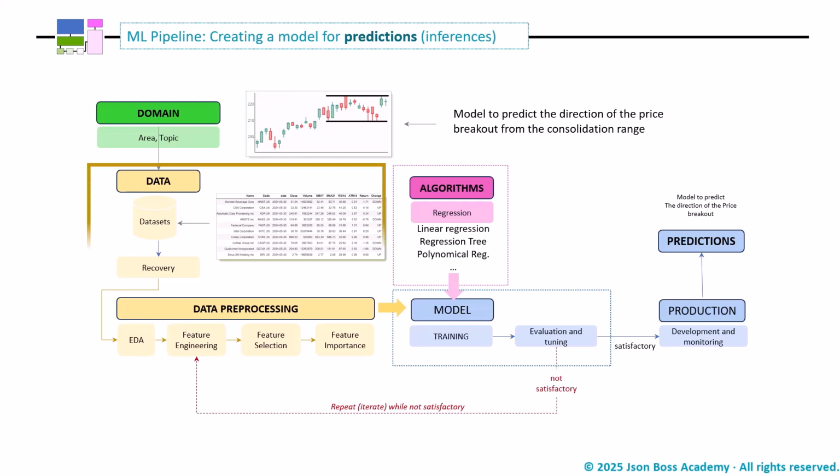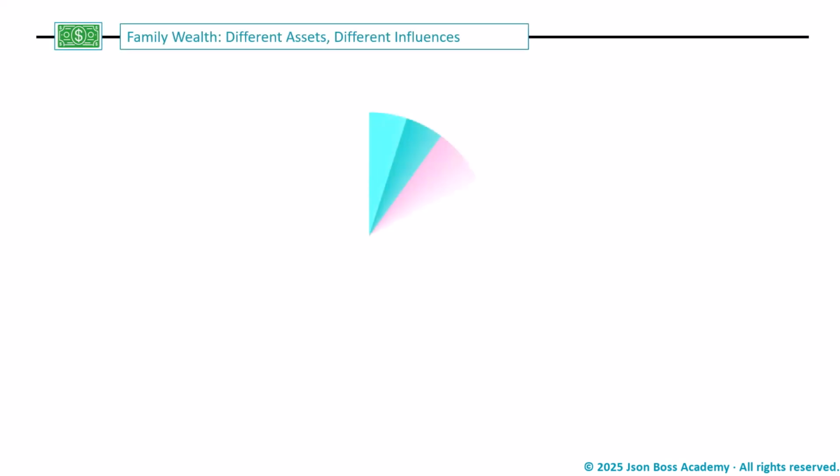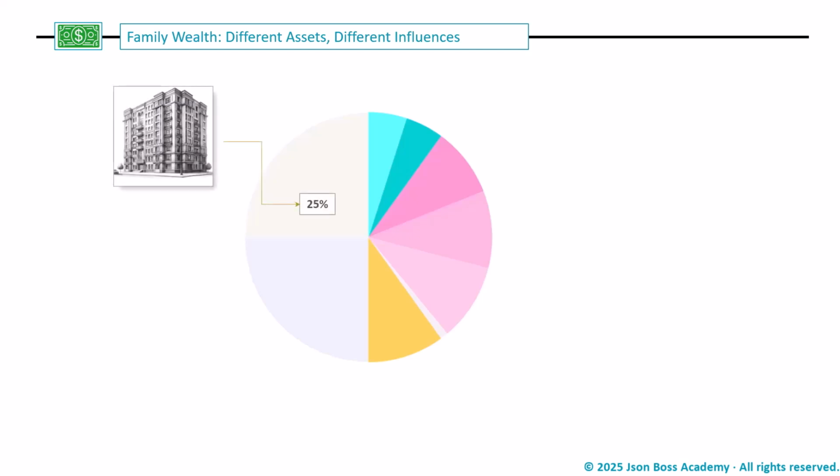As you can see in the image provided, feature engineering, feature selection and feature importance is a critical part of the data pre-processing phase. Now, imagine a family, the Johansons, who want to explore the possibility of university education for their children. To do this, they will analyze their wealth. 1. Apart from their house in Connecticut, they have a small apartment they rent out in Manhattan. Real estate makes up 25% of their wealth.